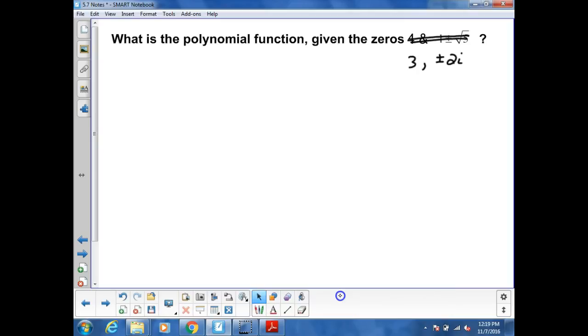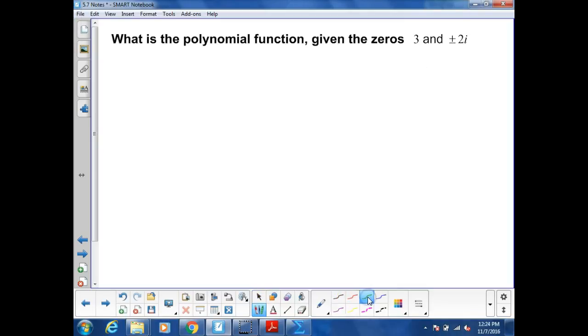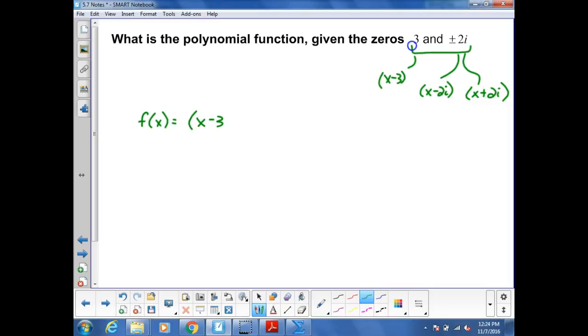Okay, go for it. And we're back. All right, so this gives me a factor of x minus 3. This gives me a factor of x minus 2i and a factor of x plus 2i. Okay? So f of x here is x minus 3 times x minus 2i times x plus 2i.